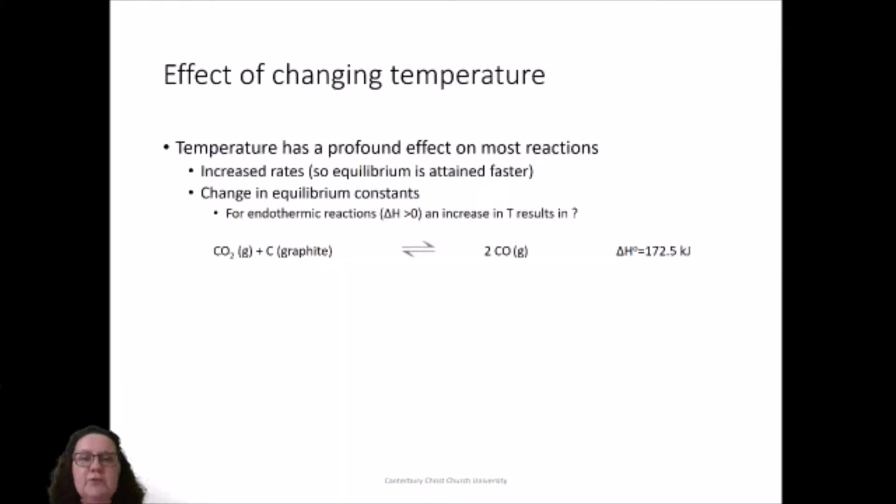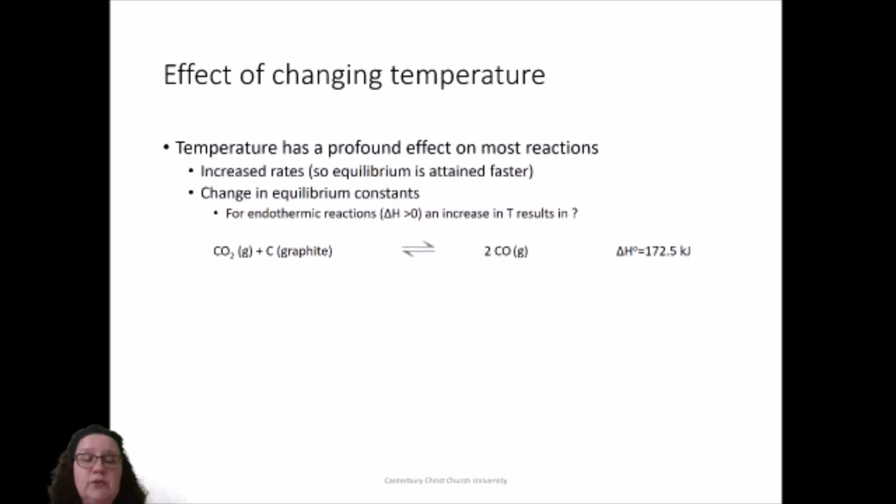Temperature has a profound effect in most reactions, and it is one of the most effective things you can do to speed up a reaction. First of all, increasing the temperature typically increases the reaction rate, so the equilibrium is attained faster. Also, temperature changes the equilibrium constant, and the equilibrium constants are only constant at particular temperatures. When the temperature changes, the equilibrium constant will change.